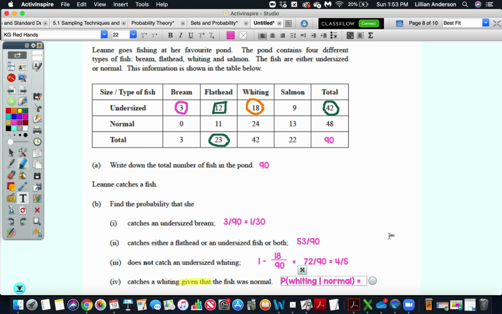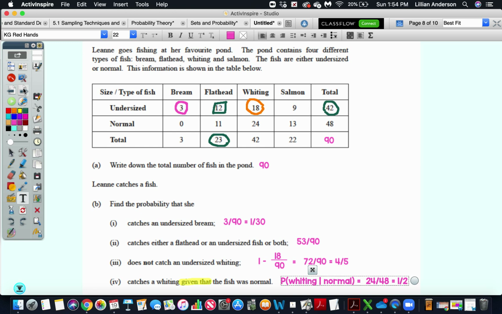So that means our denominator is going to be the normal fish. How many normal fish do we have? That's 48. So our denominator is normal. And then out of these 48 fish, how many of them are whiting? As you can see, there's 24 normal whiting fish. That's the intersection between normal and whiting. Okay, over the probability of just normal, which is 48, and that reduces down to 1 over 2.